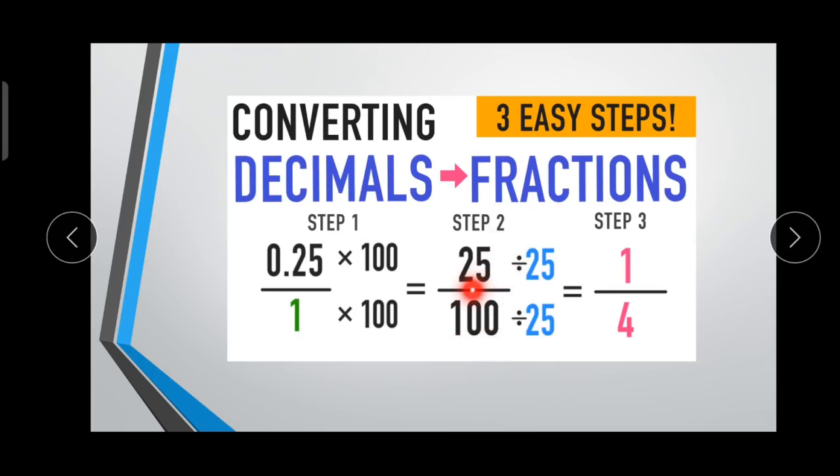Now we can simplify. So if we simplify, 25 divided by 25 will be 1. So 100 divided by 25 will be 4. What is the final answer, children, we got? Tell me. Yes, 1 by 4. Exactly, children. So at the beginning, the number was 0.25. Now the number is 1 by 4. I hope you understand how to convert decimals to fraction.